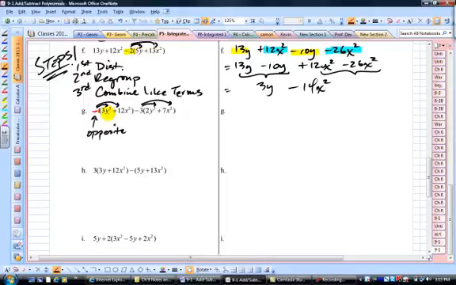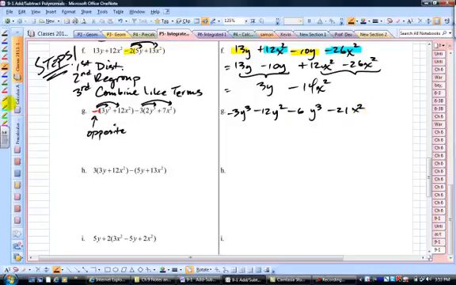So -1 times 3y cubed is -3y cubed, or you can just take the opposite of it. -1 times 12 is -12, so minus 12y squared. -3 times 2y cubed is -6y cubed. -3 times 7 is -21x squared.